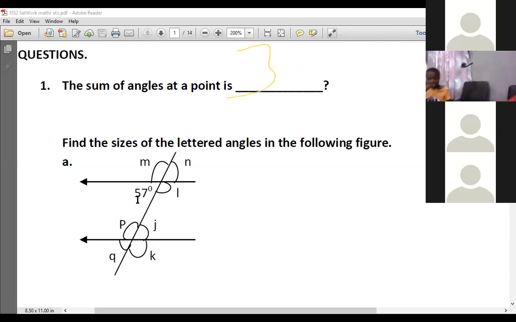Now, Q is this 57. Then J is also 57. J is 57 and N is 57. What do I say? J, look at it. J is 57 because it is a vertically opposite angle. J and Q, they are vertically opposite angles. Are you people taking notes? Yes. J is 57 because it is a vertically opposite angle.